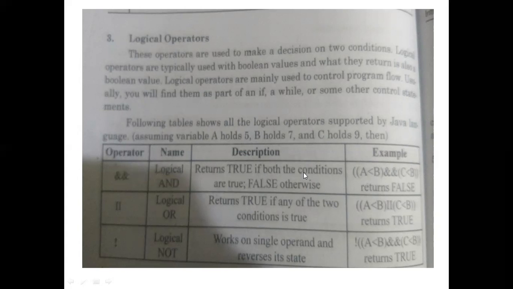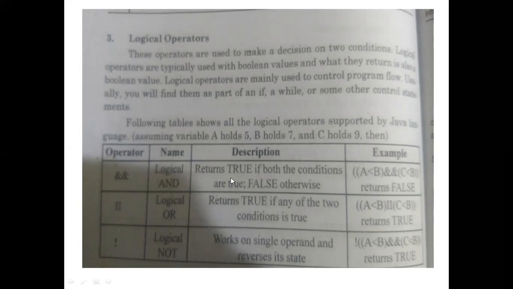It will return true if both the conditions are true, otherwise false. So these are two relational expressions: a is less than b and c is less than b. In between these two relational expressions, a logical AND operator is written. In this expression, first we have to evaluate the first relational expression, then the second. a is less than b: the value of a is 5, value of b is 7, so it will return true. And c is less than b will return false. So true, false, it will return false.